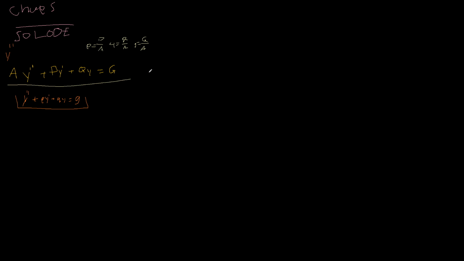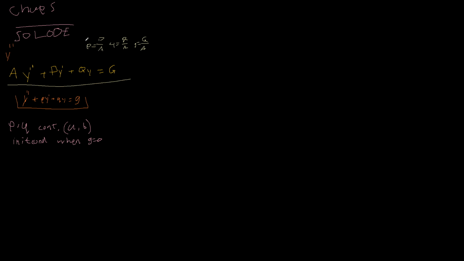Now, likewise, if p and q are continuous over some interval, then there exists a unique solution given initial conditions. This is when g is equal to 0.